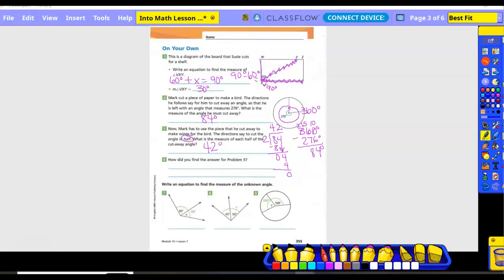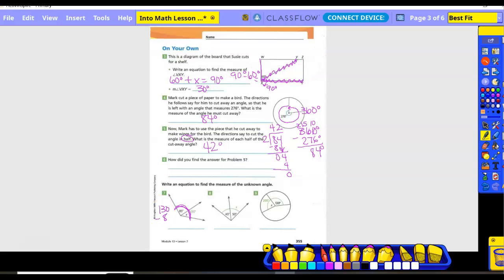Okay, and then number 6, it says, how did you find the answer? Number 5, well, we did what? We divided by 2. Okay? All right, so write an equation to find the measure of the unknown angle. Okay? So, what do you notice here? That 85 over here is in black color, right? And then what's in green? 130. The arc and 130, right? Okay, so are they saying 130 fills in this space right here? No. They're saying that 130 fills in this whole space, right?